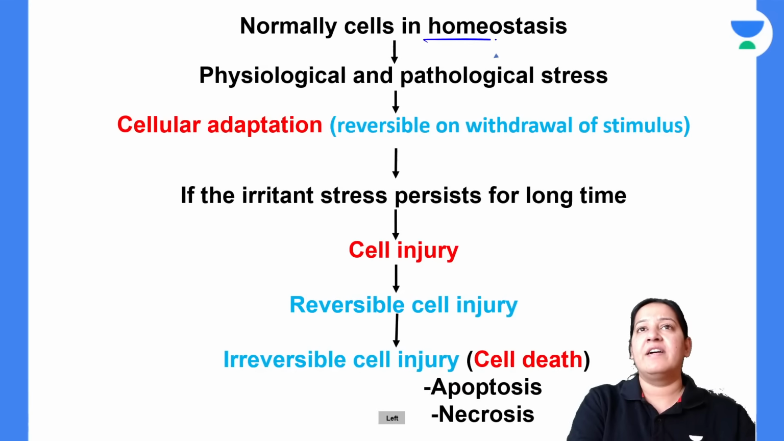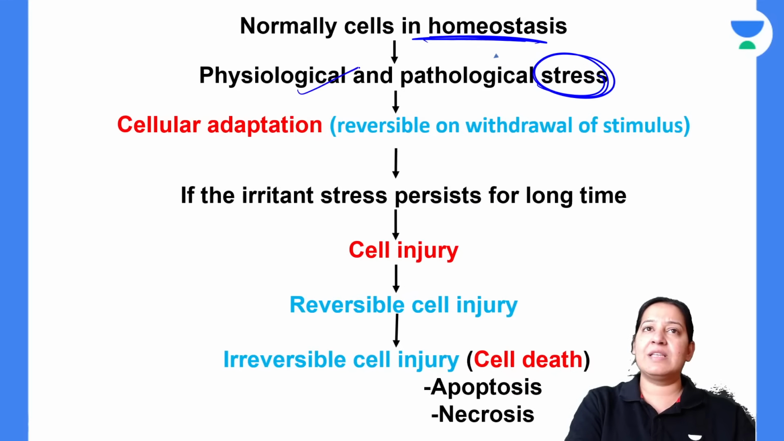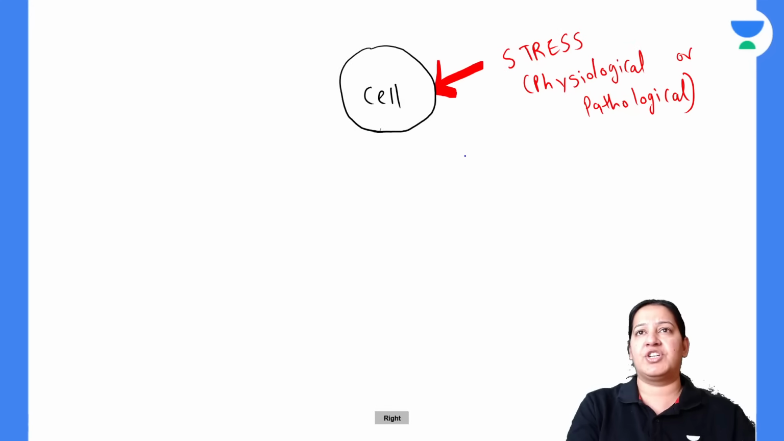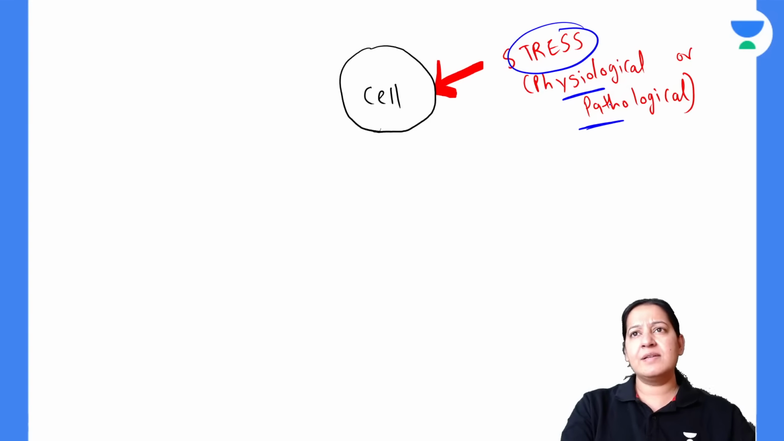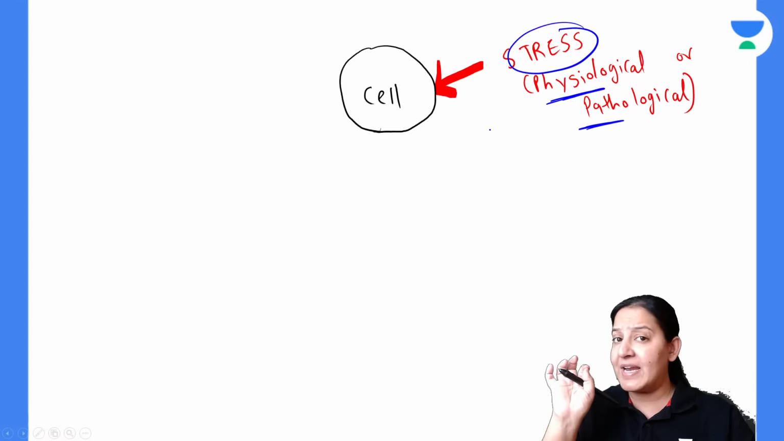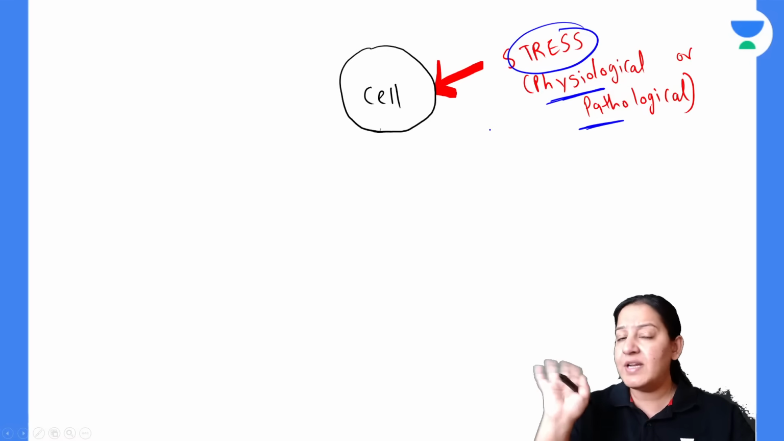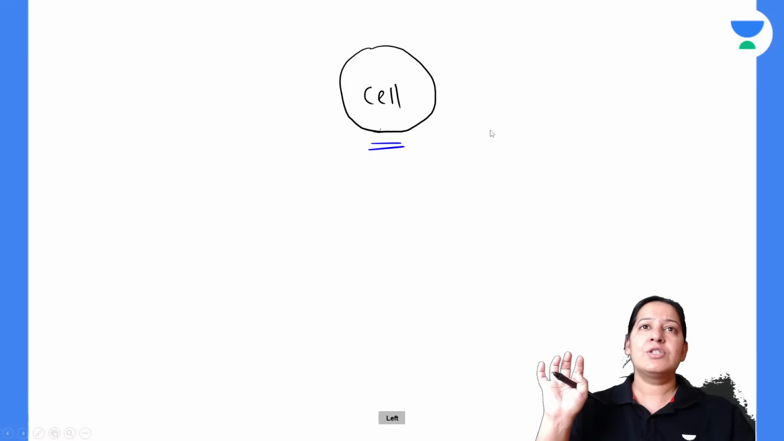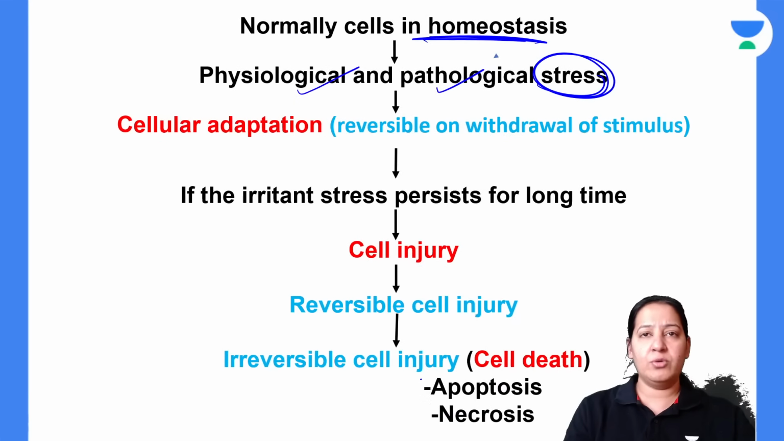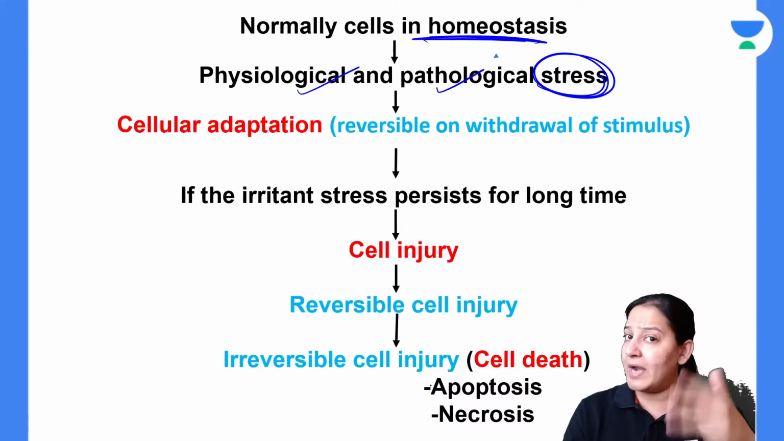But whenever any stress comes on the cell, the stress can be physiological or pathological. Physiological stress is not a disease. It is some physiology in the human body like pregnancy, menstruation. These are not diseases, but this is not the normal state. So that is physiological stress. Whenever any stress comes to the cell, three things happen one by one.